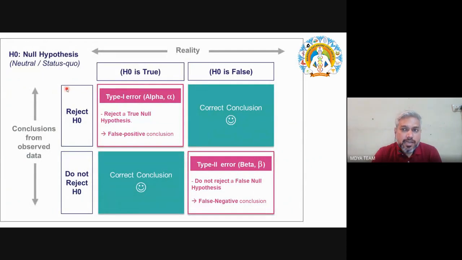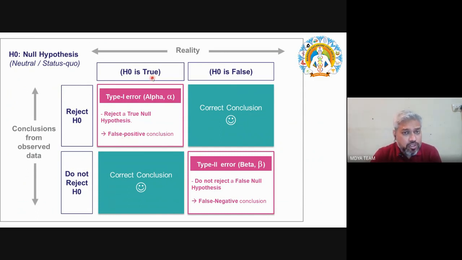See, there is a chart where we understand about type 1 error and type 2 error. If there is a null hypothesis, it is also called the status quo, right? It means there is no effect between two variables; that is called the null hypothesis. So when your null hypothesis is true and still you are rejecting it, this is a type 1 error, alpha error: rejecting a true hypothesis. It is also called a false positive conclusion.